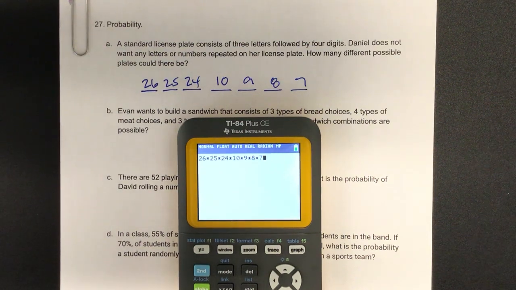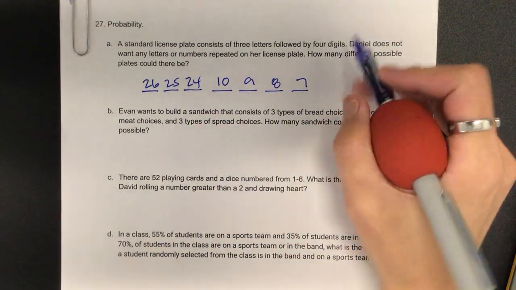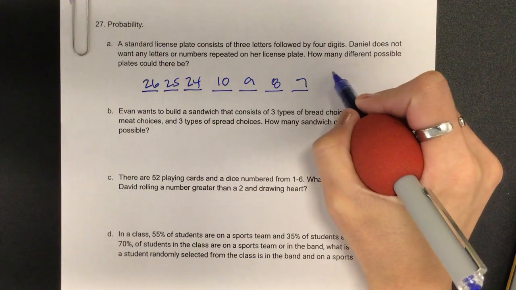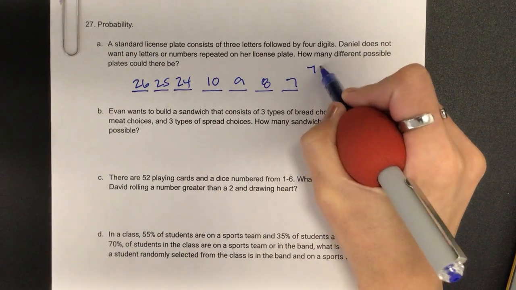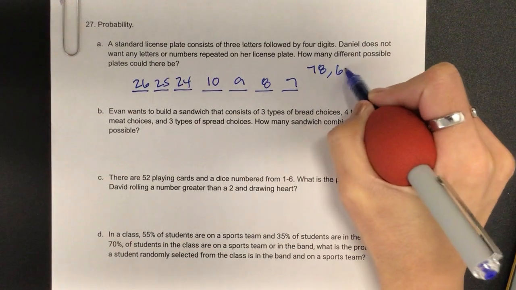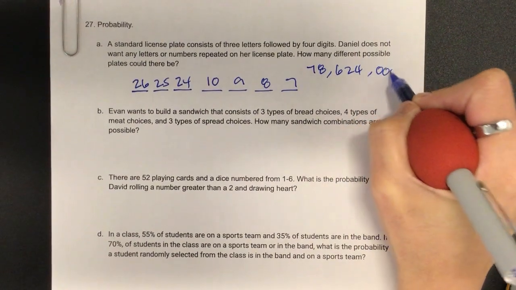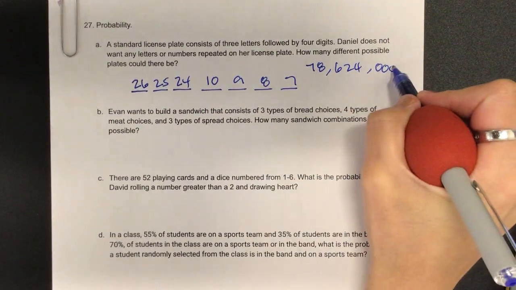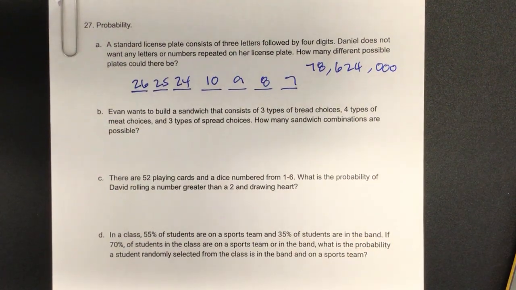That upper table, someone's not typing. Do we get something in the millions? In the millions or tens of millions? 78,624,000. That'd be nice if that's in your bank, right? Yep. All right. Let's go on to part B.